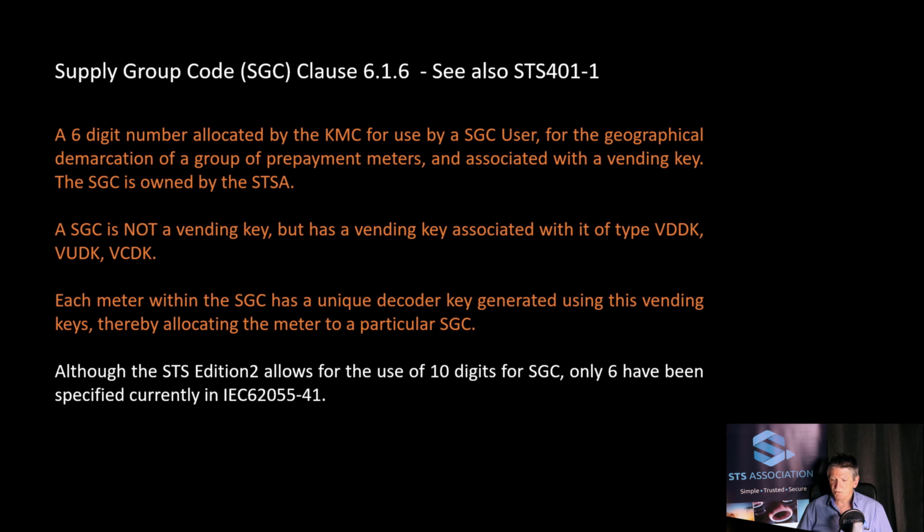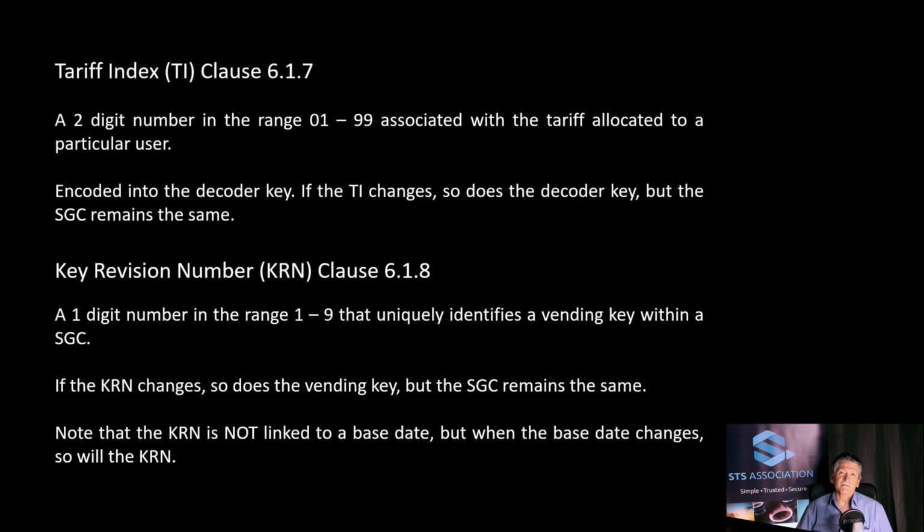Although the STS Edition 2 allows for the use of 10 digits for a supply group code, only 6 have been currently specified in IEC 62055-41. There may come a time where we need to specify 10, probably in the next revision of the specification. Tariff index you can find in clause 6.1.7. This is a 2-digit number in the range 1 to 99 associated with the tariff allocated to a particular user.